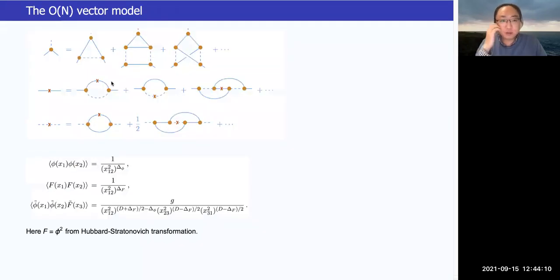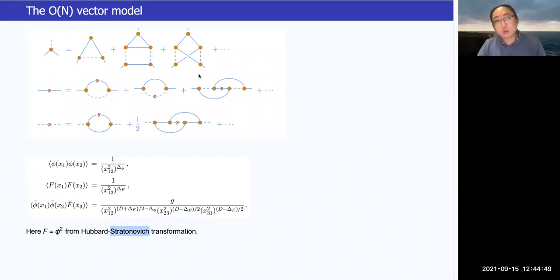So you can do it for O(n), and the trick is not too heavy. The trick is just to introduce another field which we call F, which is F equal to phi squared, from the Hubbard-Stratonovich transformation, essentially. So in this case, you have three equations. One is for the vertex of these three fields, another for the propagator of phi, a third one for the propagator of this F. So these two you can solve analytically in the usual sense. This one you have to do numerically.